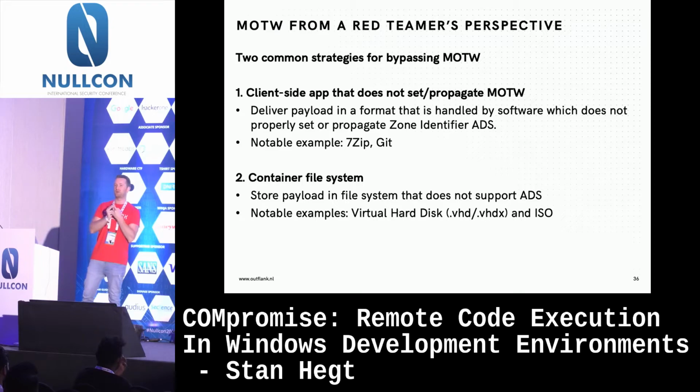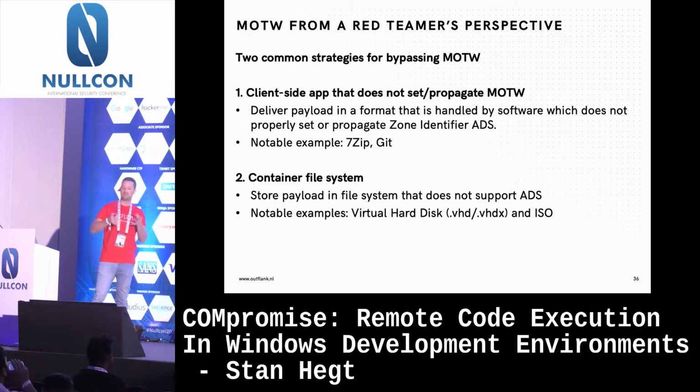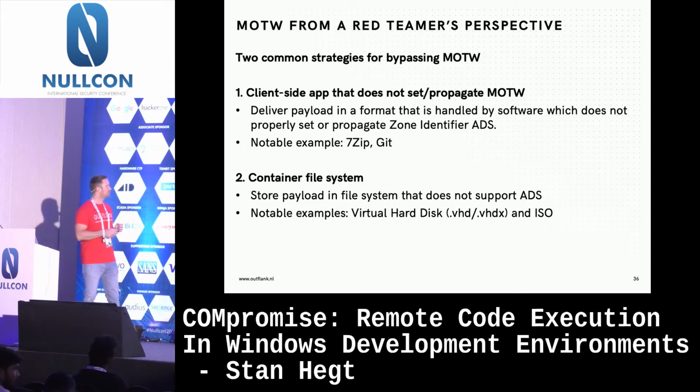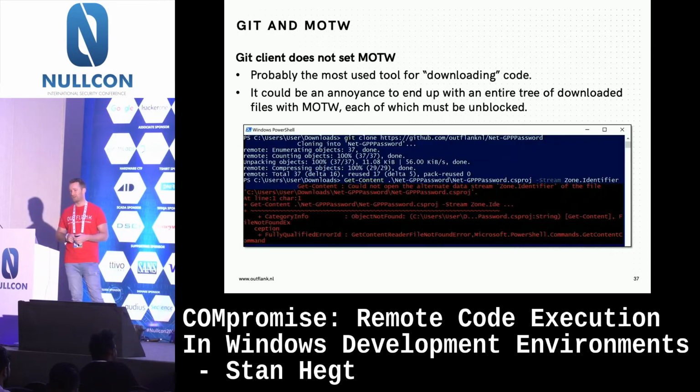In general, there are 2 strategies for bypassing Mark of the Web. The first strategy is to find a client-side application that does not set or does not propagate the Mark of the Web attribute, and then deliver the file in a format which is handled better by client-side software. Really famous examples are 7-zip, which I'll get to in more detail in a minute, and also, as I mentioned, the Git client: when you do a Git clone, it doesn't set this attribute. Another approach is to use container file systems. Remember that the alternate data stream is an NTFS thing? Then what if we use a file system container which doesn't have alternate data streams? Luckily, we have virtual hard disks and the ISO format, by which you can perfectly achieve this. Some more details in the upcoming slides.